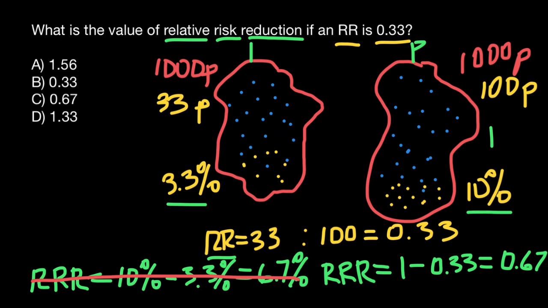So as you see, the correct answer is C. On the scale between 0 and 1, we have 0.67 relative risk reduction, which is equal to 67% if we compare intervention group with control group.